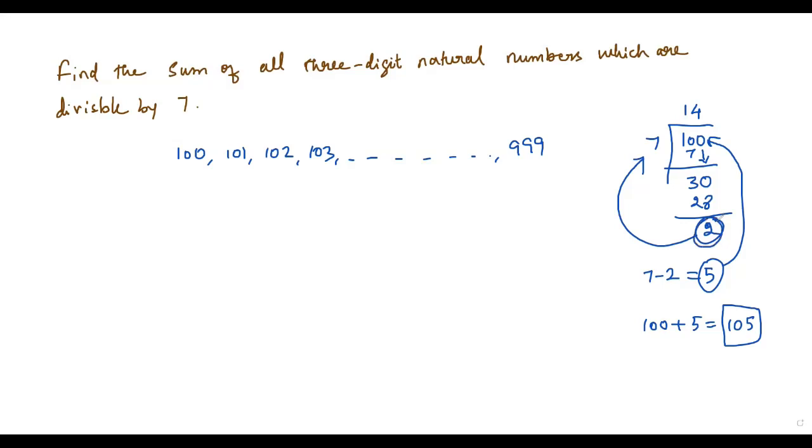So I subtract the remainder 2 from the divisor, and whatever result I'm getting, here I'm getting 5, when I subtract the remainder 2 from the divisor 7, I add this result 5 to the dividend 100. This trick will not only work for this particular case. Even if you want to find 3-digit natural numbers which are divisible by 8 or 9 or 10, or even for 4-digit numbers, any problem similar to this one, the trick I've explained over here in this long division will work. So 105 is the first 3-digit natural number divisible by 7.